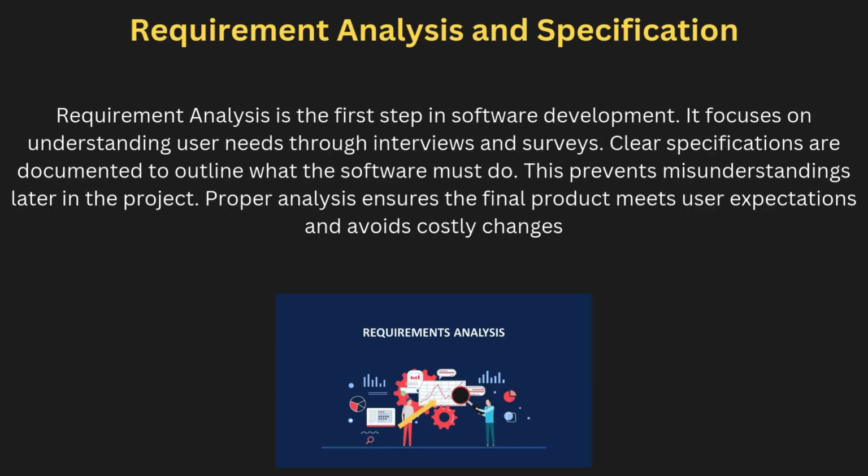First, requirement analysis and specification. Requirement analysis is the first step in the software development process, focusing on understanding what the user needs from the software. During this phase, developers gather information through interviews, surveys, and discussions with the stakeholders. Clear specifications are documented to outline what the software must do, ensuring everyone has the same understanding. This step helps to prevent misunderstandings later in the project.